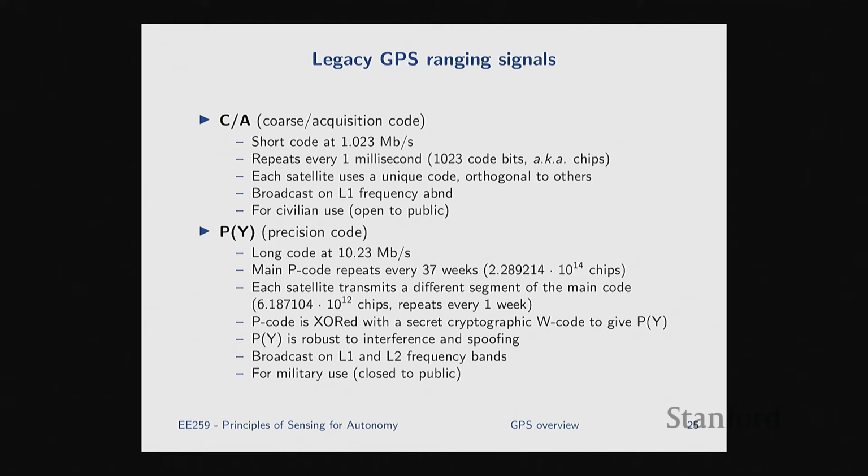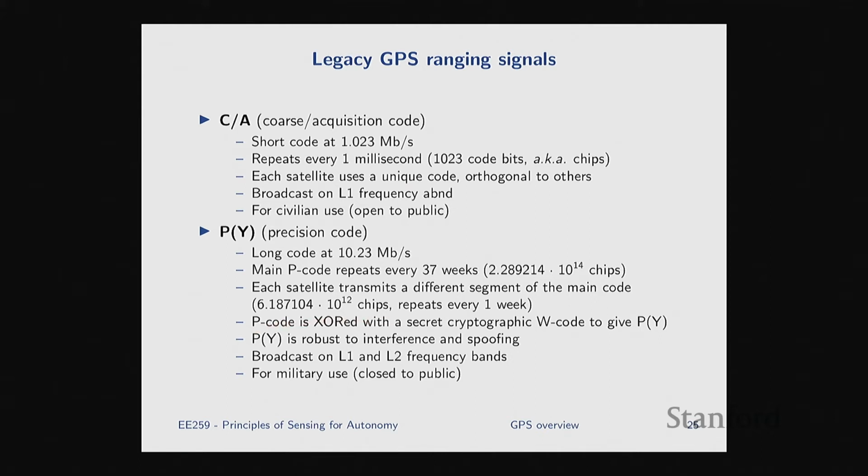Because it's so long, the satellites cannot store the whole thing. It's just too much memory for these satellites, around 10 to the 14 chips. So instead, they broke it into segments, and each satellite transmits a 1-week-long segment of the full PY code. Unlike the CA code, which is short and unique to each satellite, to make PY unique between satellites they took this giant 37-week-long code and chopped it into 1-week-long sections, and every satellite repeatedly transmits one of those sections.